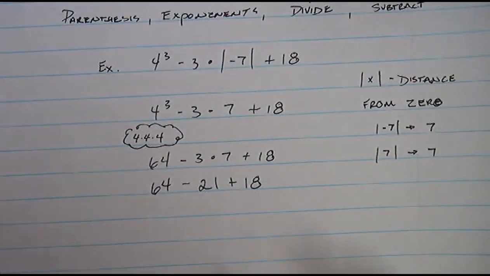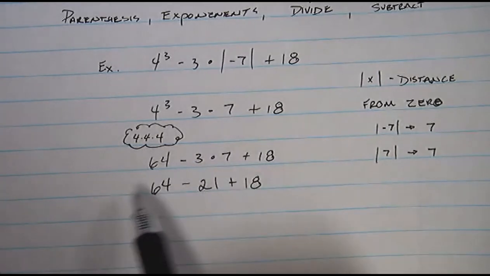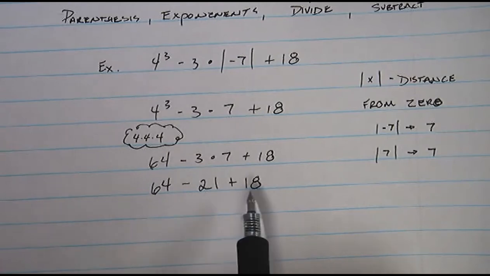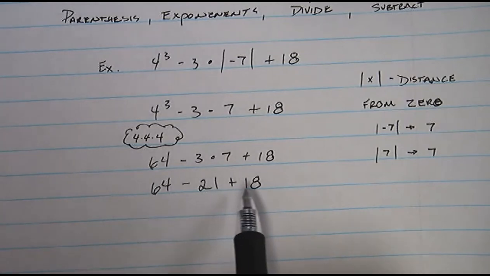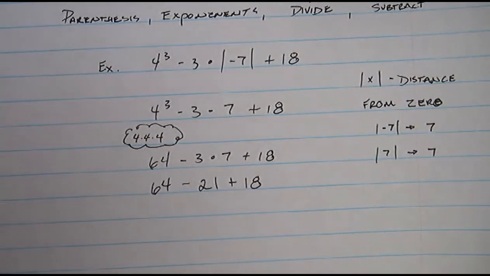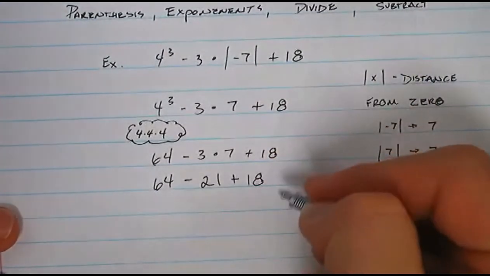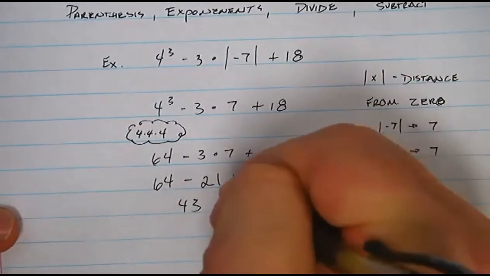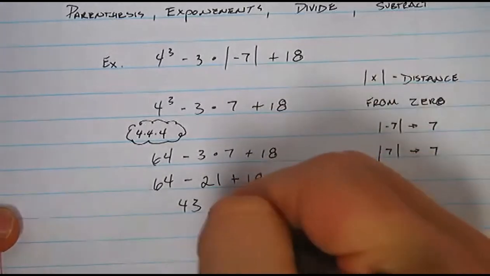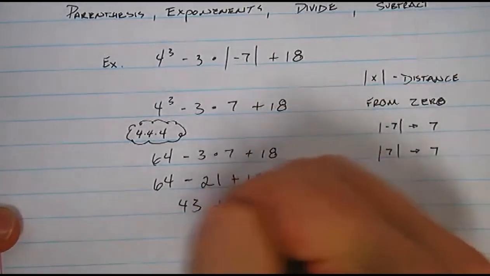And it's very important that I do this in the order that it goes. I don't want to subtract this 39. 64 minus 39 is different than 64 minus 21 and then adding 18 back to it. That's where the mistake generally happens. So now we have 64 minus 21. So that's 43 plus 18. And so I get 61 as my final answer.